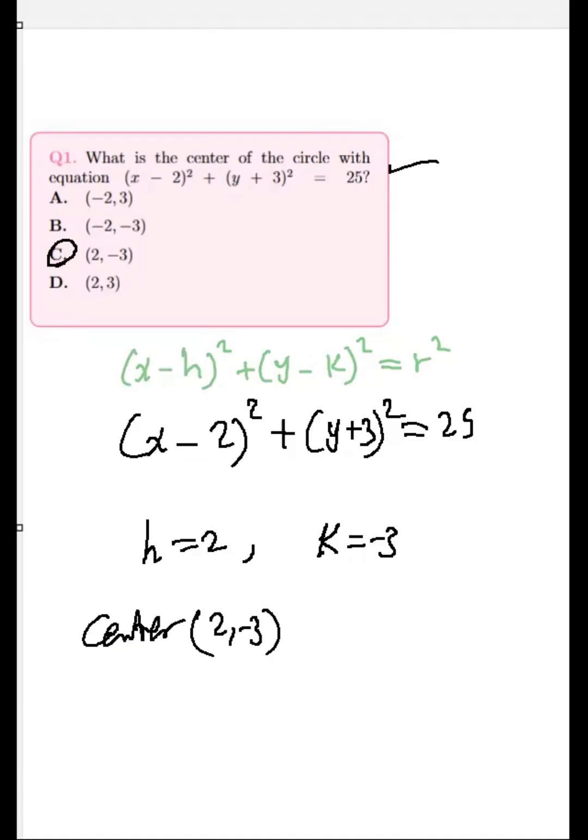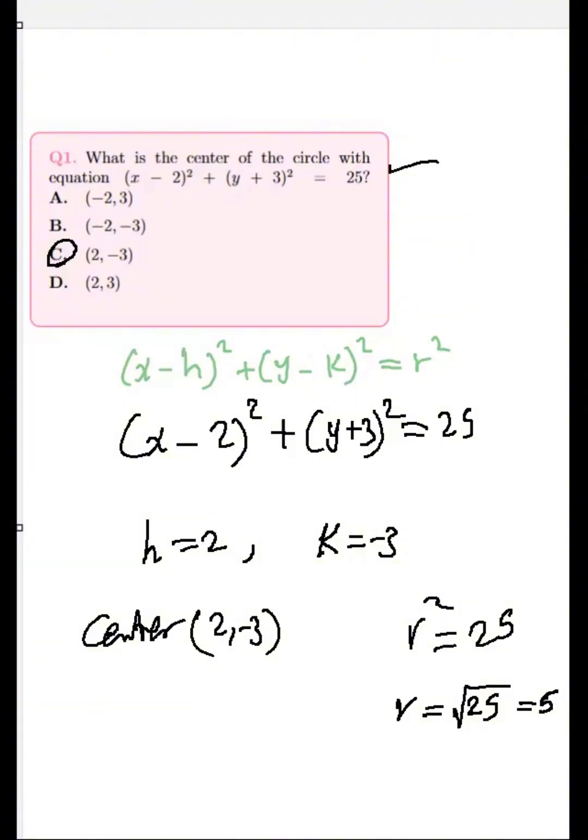Of course, if the question asks about the radius, we need to always compare these two values. r squared is equal to 25. If you want to get the r, the radius, we get the square root of 25. Of course, the positive one, because we don't have a negative radius in a circle. So the square root of 25 is equal to 5.